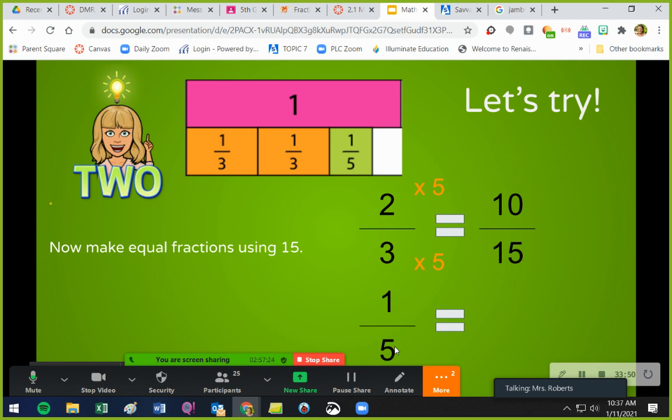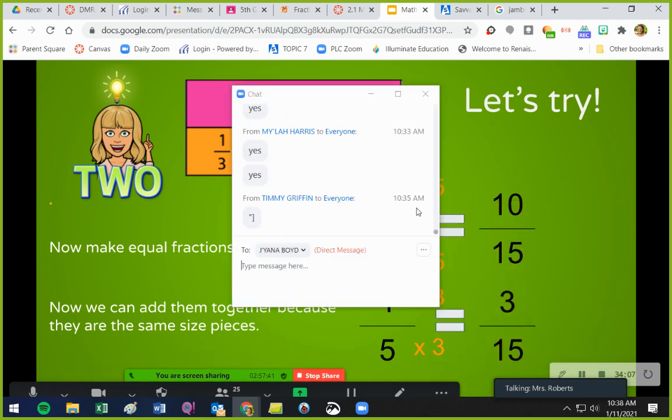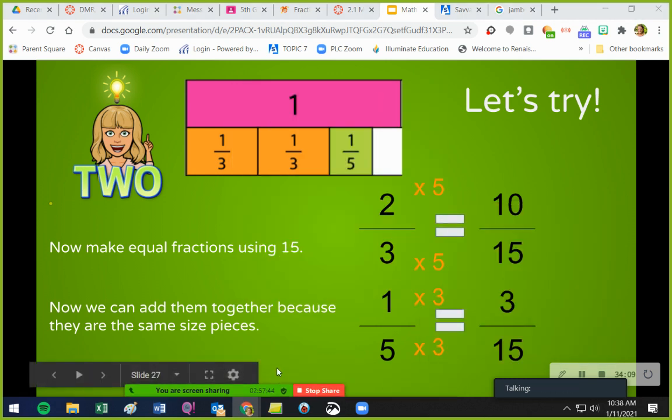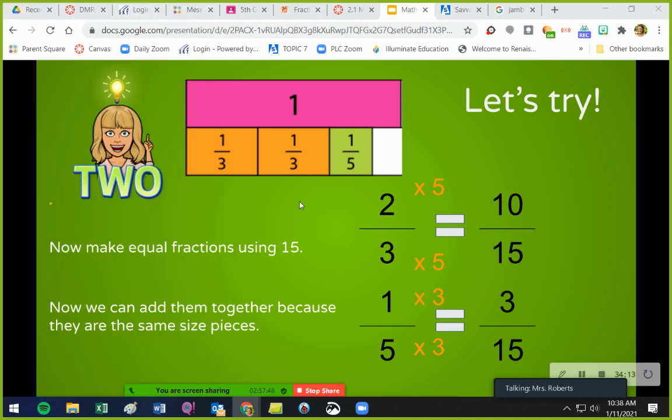And then how do I get from 5 to 15? I times by 3. Whatever I do to the bottom, I do to the top. Now, can we add these together? Yes, because they are the same size pieces. So if I have 10 and I have 3, that would be 13 15ths. Okay? Sort of making sense, I hope.